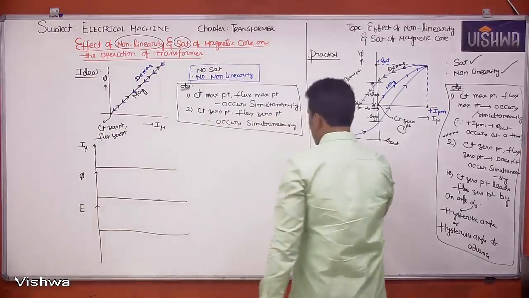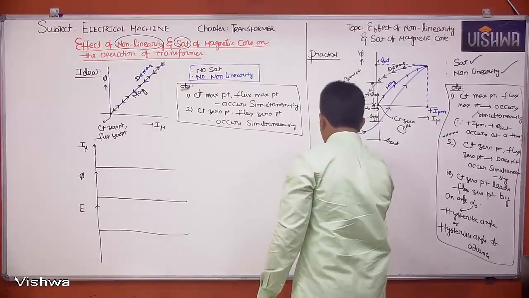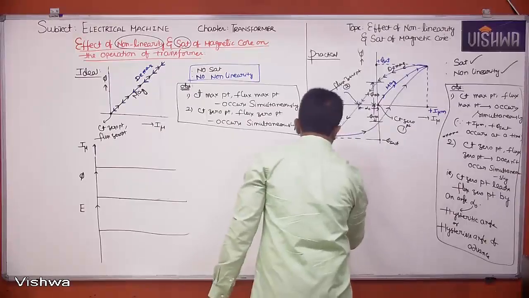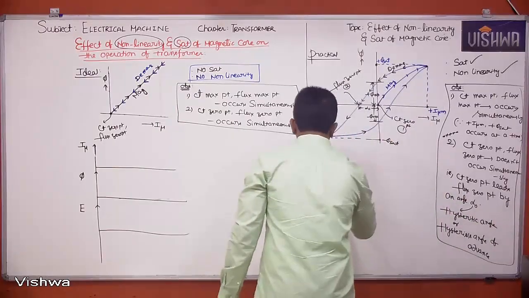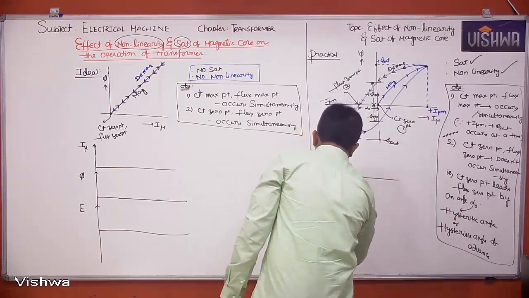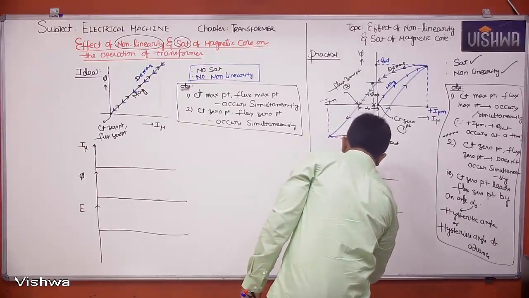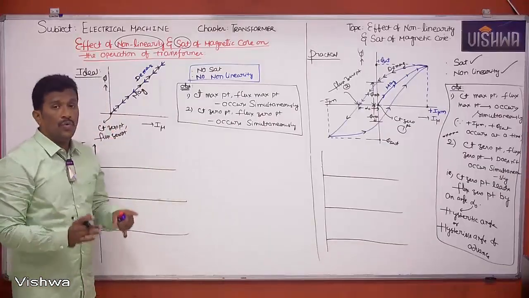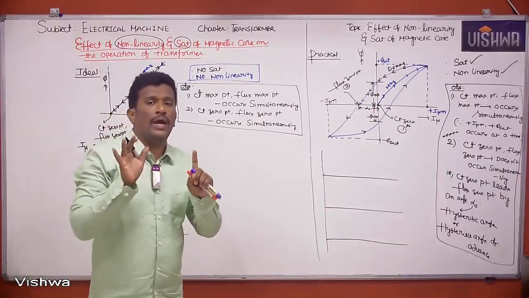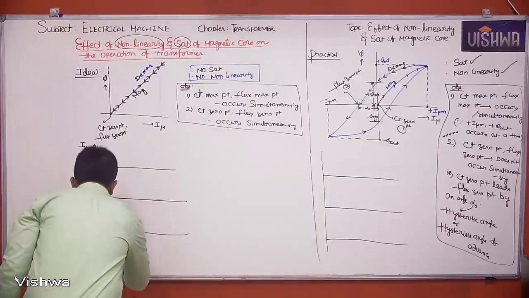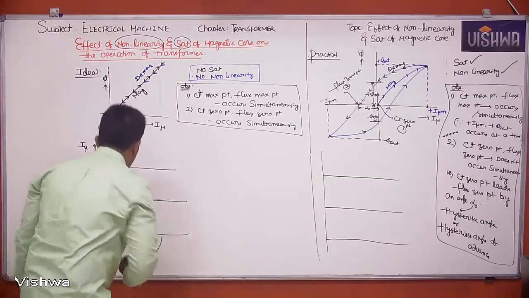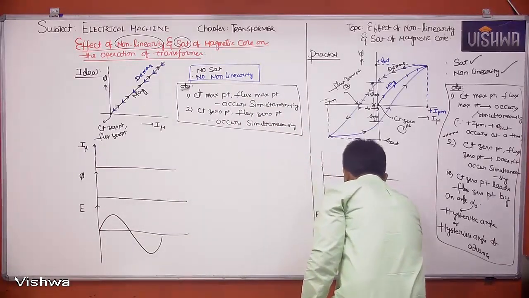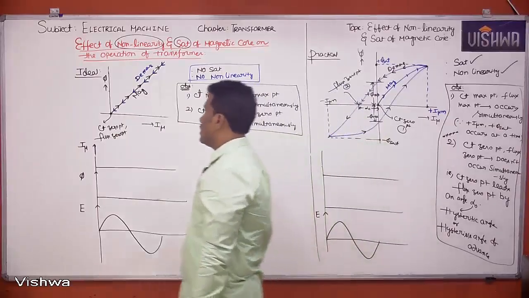Similarly, in the practical case also, we'll have I mu. I want the I mu waveform, and we want a flux waveform, and we want the EMF waveform. Tell me, ideally or practically, what is the shape of the EMF waveform we require? Sinusoidal. So I need a sinusoidal EMF waveform.